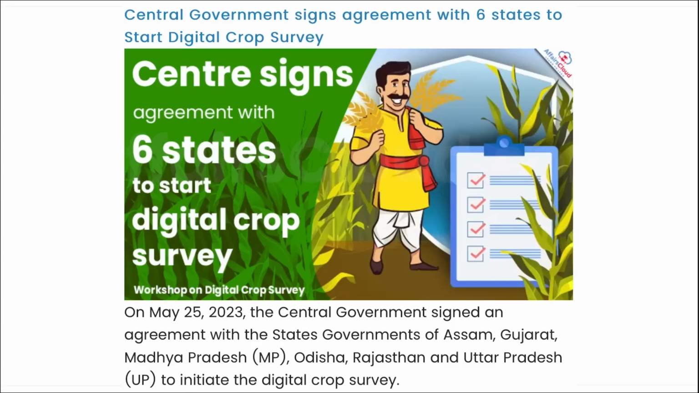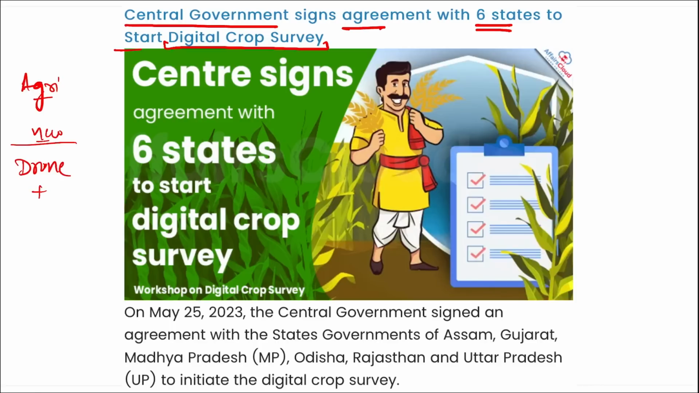Next, the central government signed an agreement with 6 states to start a digital crop survey. We know that now in agriculture the digitization process is being adopted. New technologies are being adopted. For example, drones are being used in the agriculture sector. Data of satellites is being used. Then we are seeing that with the help of artificial intelligence and machine learning, various modules can be developed that will help the farmers with their crops.